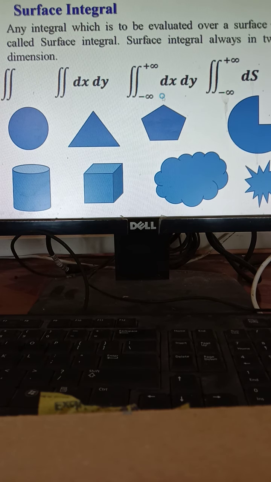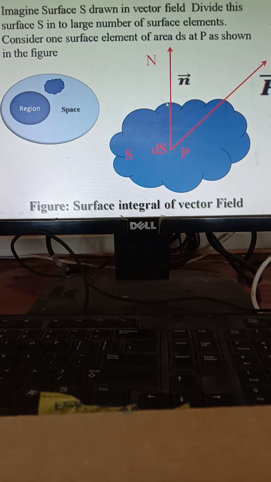We are going to take the next point here. Imagine a surface S. Suppose you consider any surface in the vector field region, the vector field space, and divide this region into small parts. So we can divide the region into a number of small elements of surface S. Consider a single surface element here, with area dS. This whole area is dS.